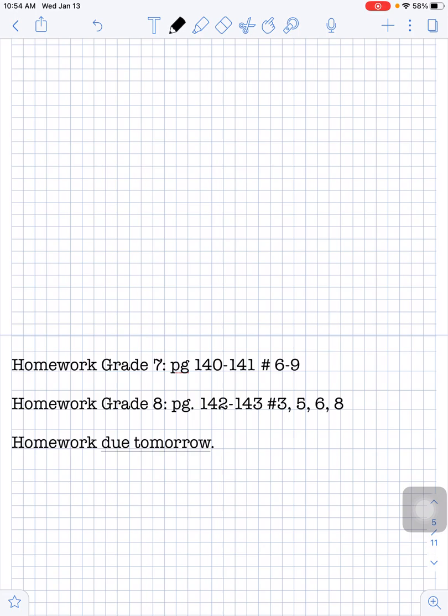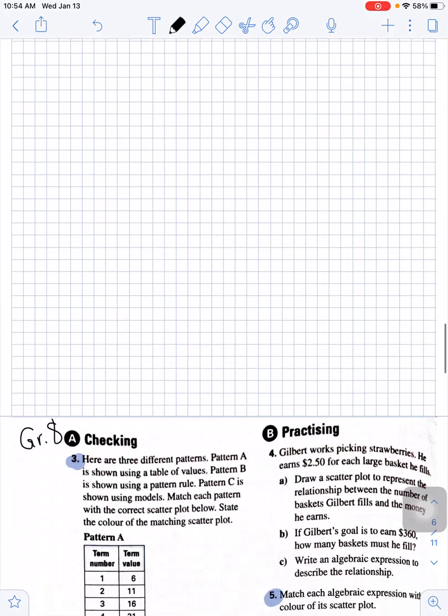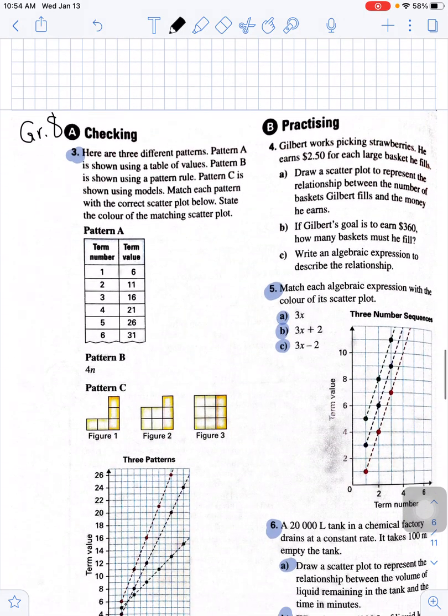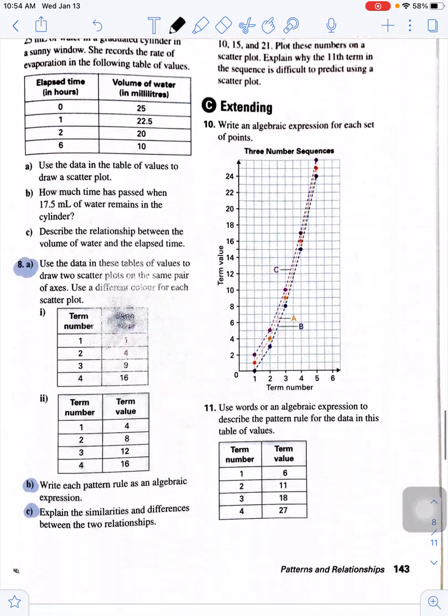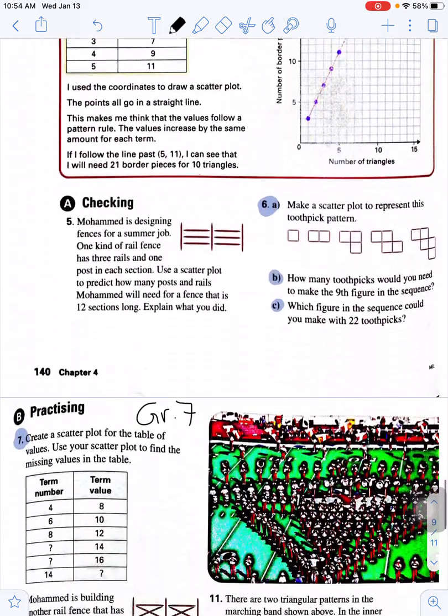The practice questions for today then. Grade 7, numbers 6 to 9, and grade 8, numbers 3, 5, 6, and 8. This is due tomorrow. The grade 8 questions come first. I've labeled them for you today. And the grade 7 questions come second down here.